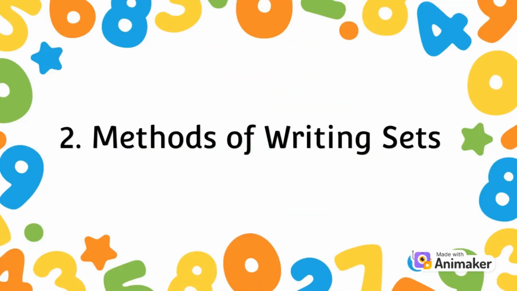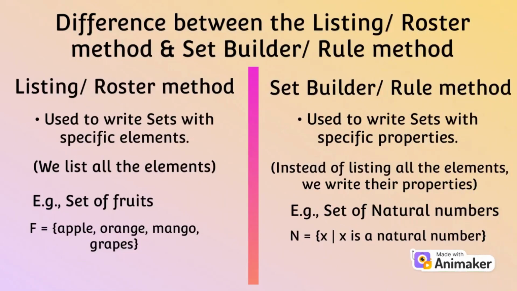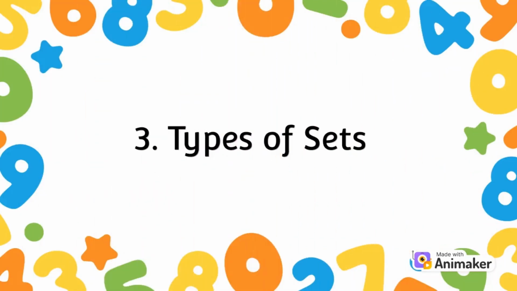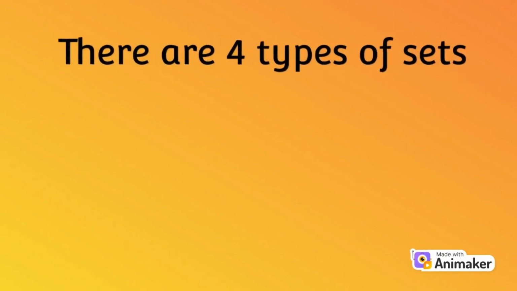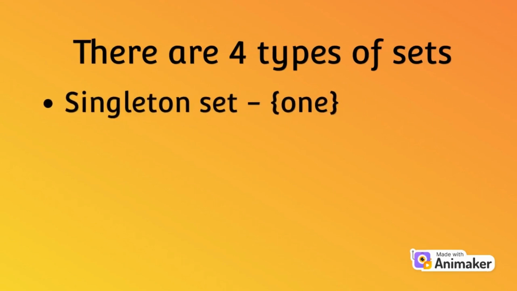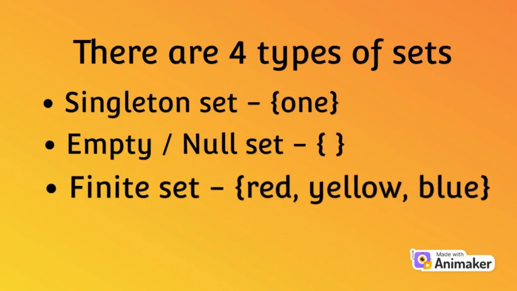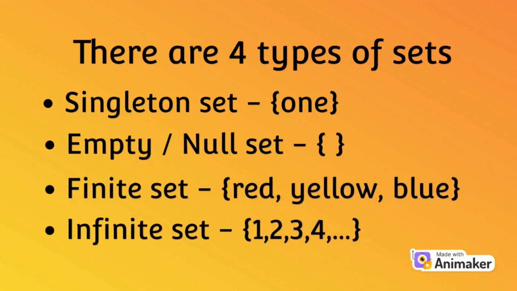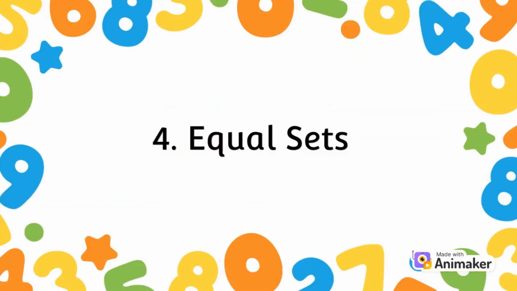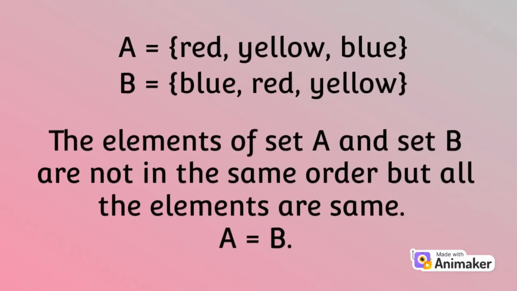Number 2, methods of writing sets. Listing or roster method and set builder or rule method. Number 3, types of sets. There are 4 types of sets: singleton set, empty or null set, finite set, and infinite set. Number 4, equal sets. The elements of set A and set B are not in the same order, but all the elements are same. A is equal to B.